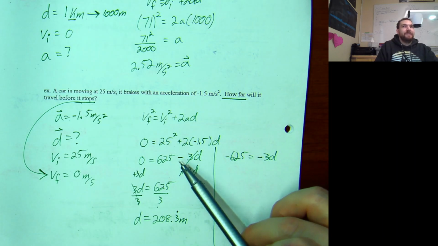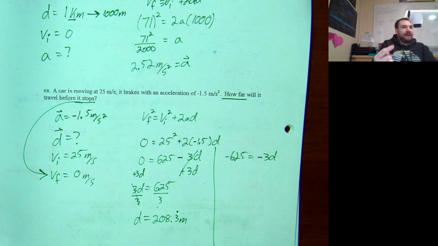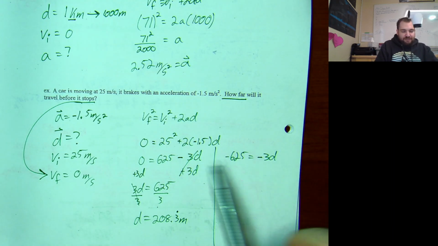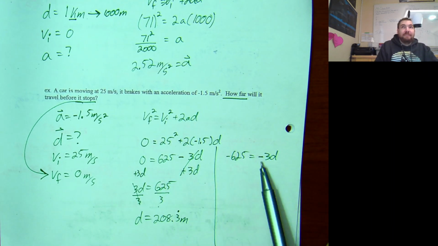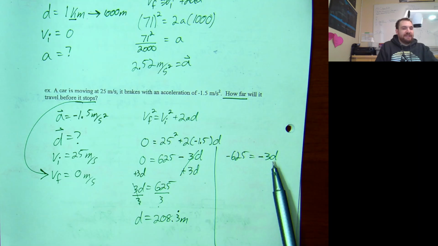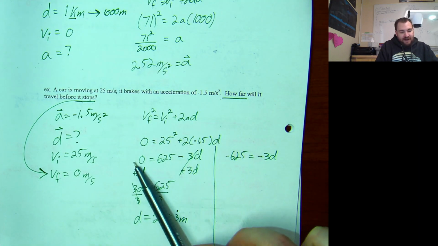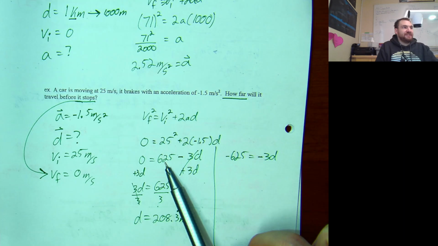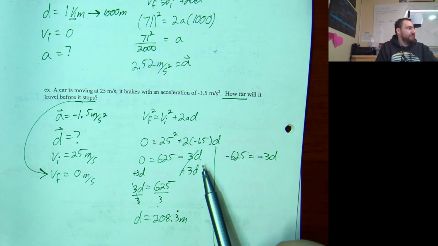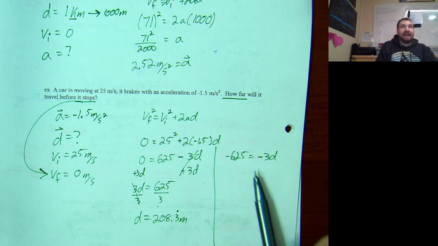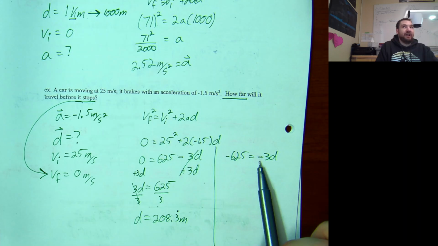You can think of it as subtraction, or you can think of it as the addition of a negative. You need to be able to jump back and forth there quickly. So if I subtract 625 over, I'm left with negative 3D on the right-hand side, because technically speaking, it's minus 625. Well, 625 minus 625 is 0, and 0 minus 3D is negative 3D. So that negative has to come along, and that's the one that I often see dropped.